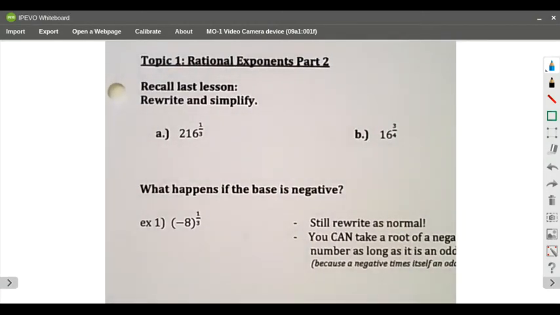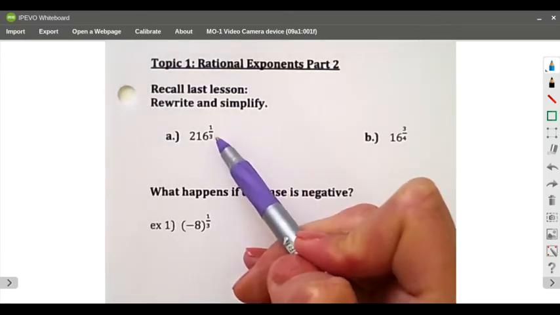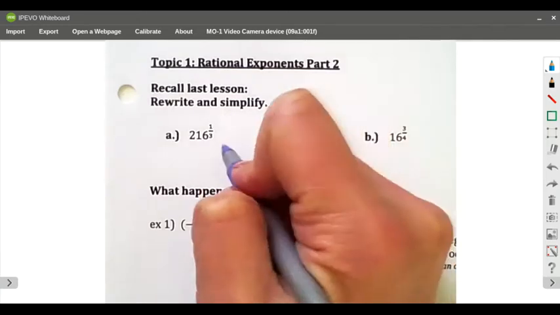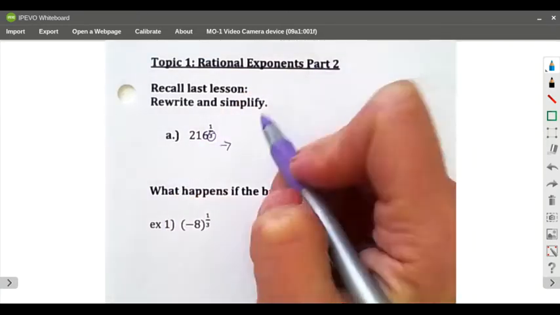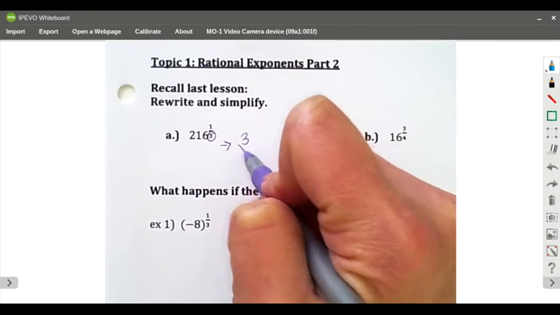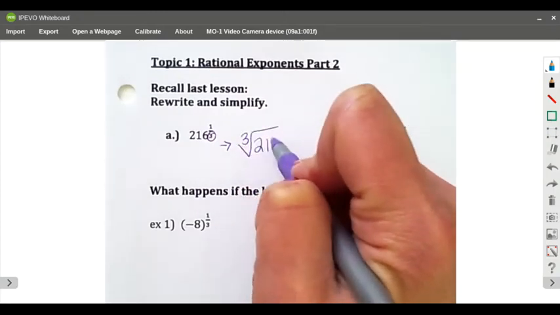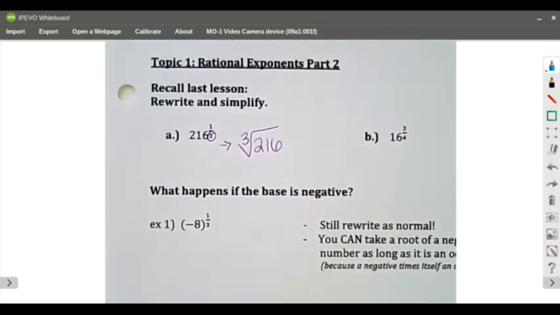So first of all, remember that when you have a fraction for an exponent, how you rewrite it is the denominator is the root that we're finding. So this would be cube root of 216. Okay, so then you would just put it in your calculator.